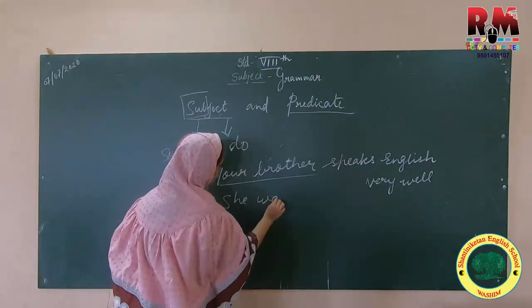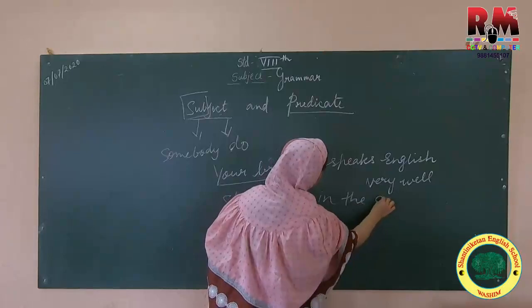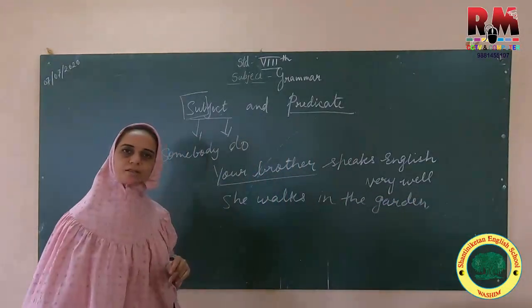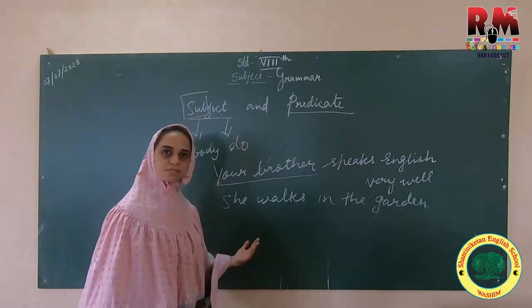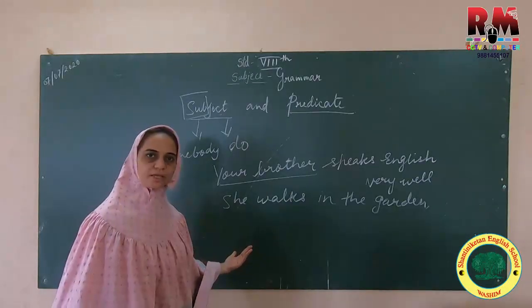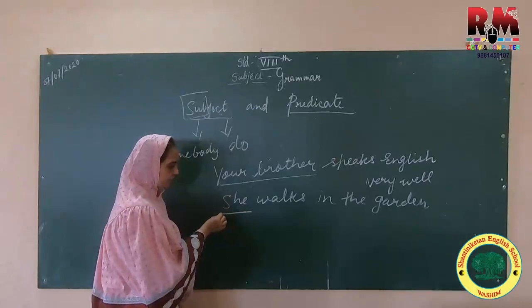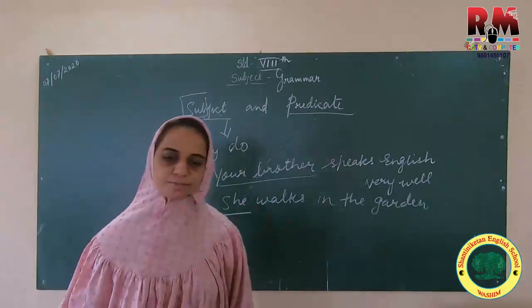Now see the next example. She walks in the garden. Again, go back to the definition of the subject. What is subject? Subject is that which has the name of a person or thing we are speaking about. What are we speaking about? We are speaking about she. So she is the subject in the sentence.